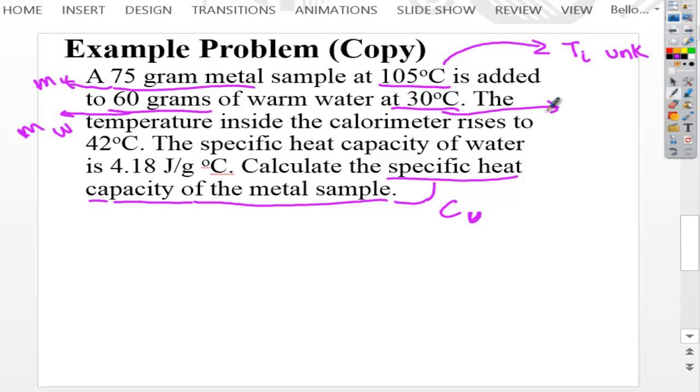Now, T2 is the temperature of the water, right? But it's the temperature initial, okay? Not the final. Temperature final is gonna be what both objects come to at equilibrium, okay? So when it says the temperature inside the calorimeter rises to 42 degrees Celsius, that is my T final. Is it my T final for water or for the metal? No. Both. Very good. The T final, because they're at equilibrium, it's going to be the T final for both.